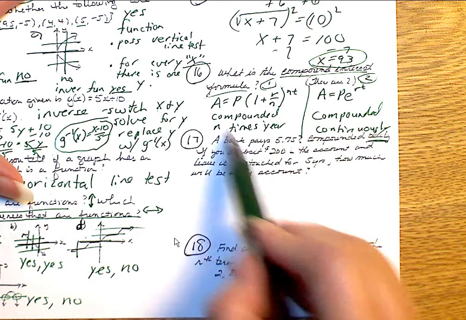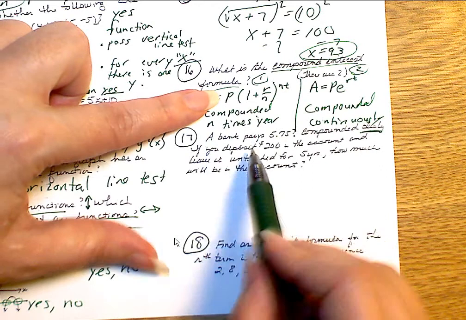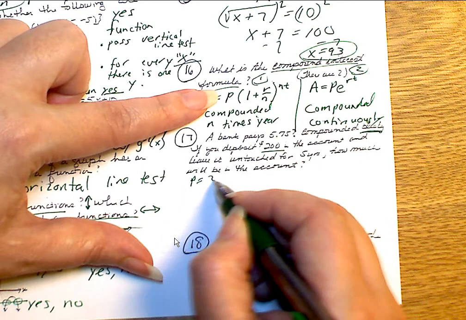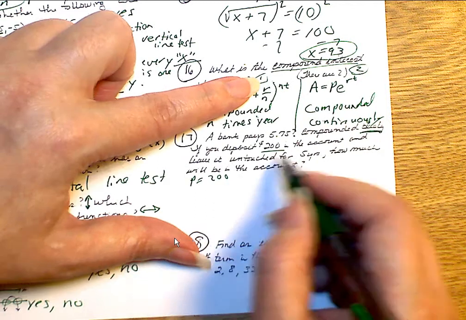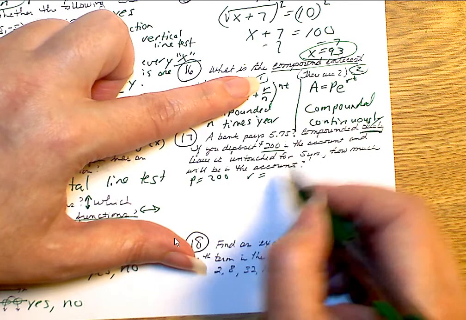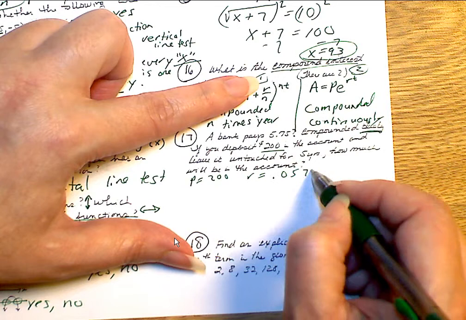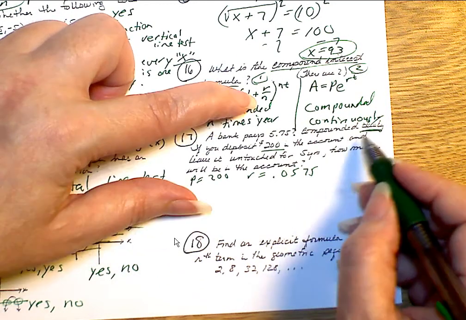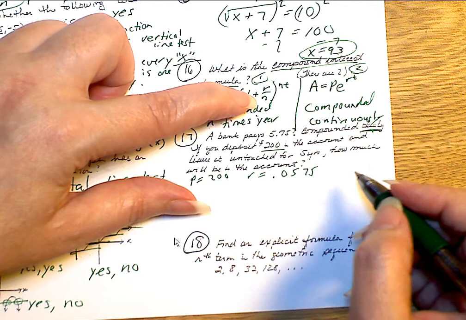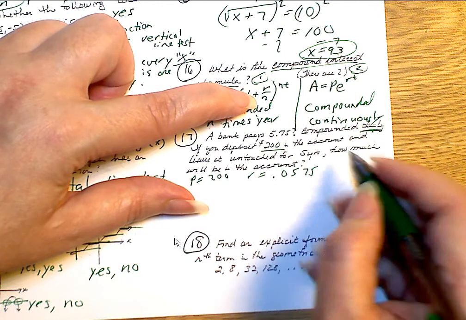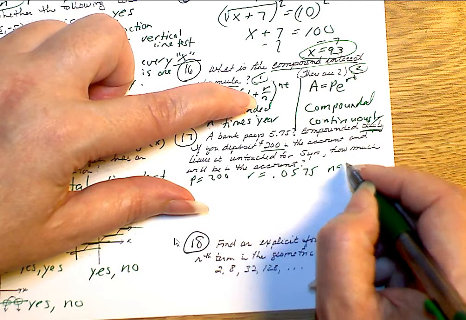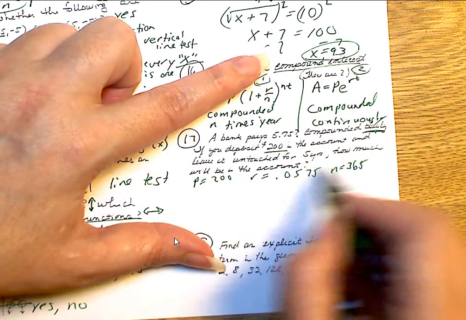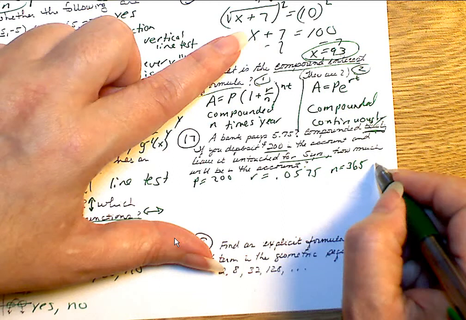So we need to know what P is. P is the principal, the amount put in first. So P is 200. R was your interest, so it's 0.0575. N, number of times a year. So if it says daily, how many times a year is it doing it? 365. So N equals 365. And T, the amount of time. It says 5 years, so T is 5.